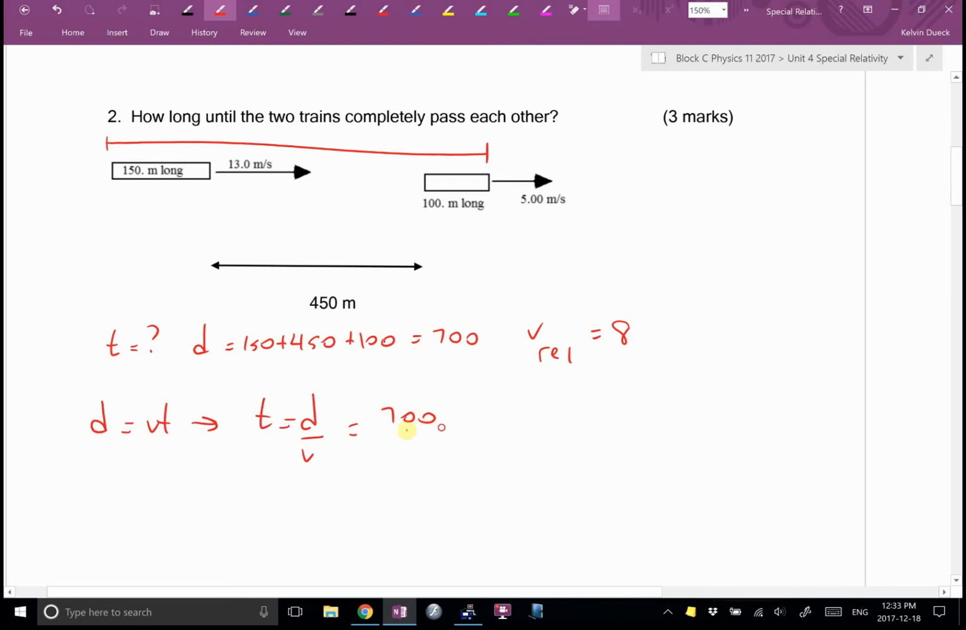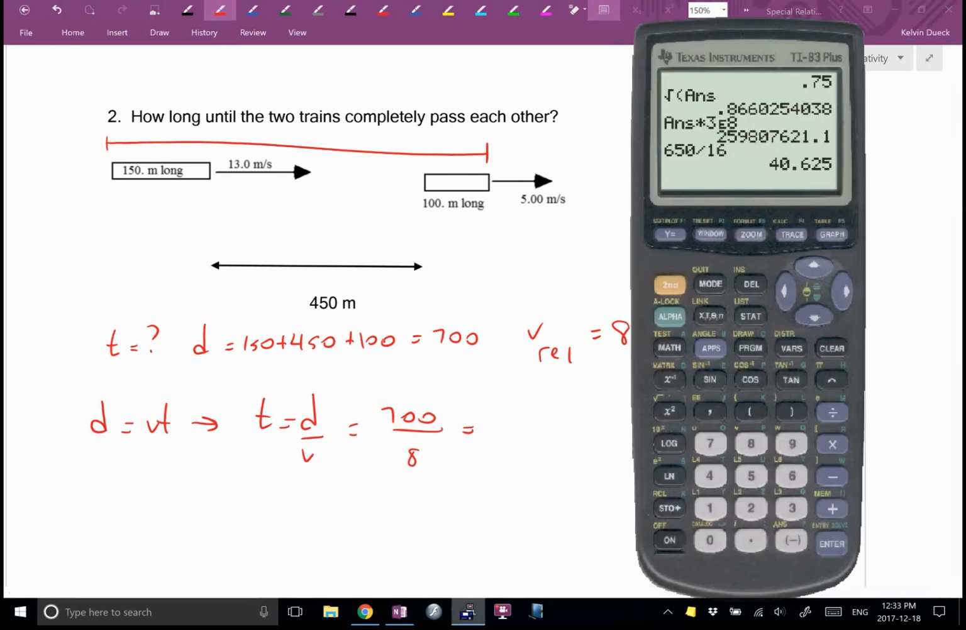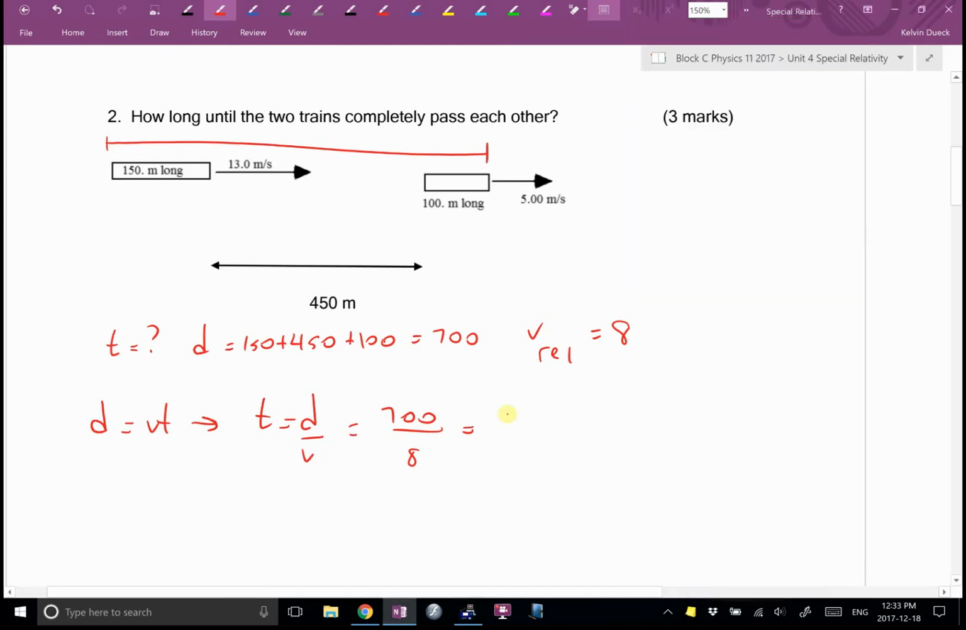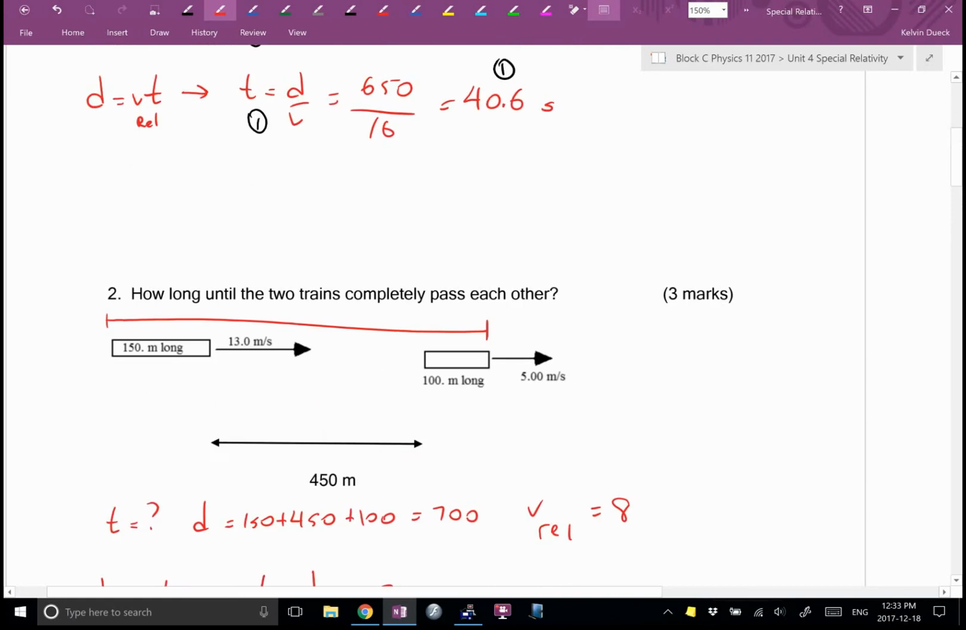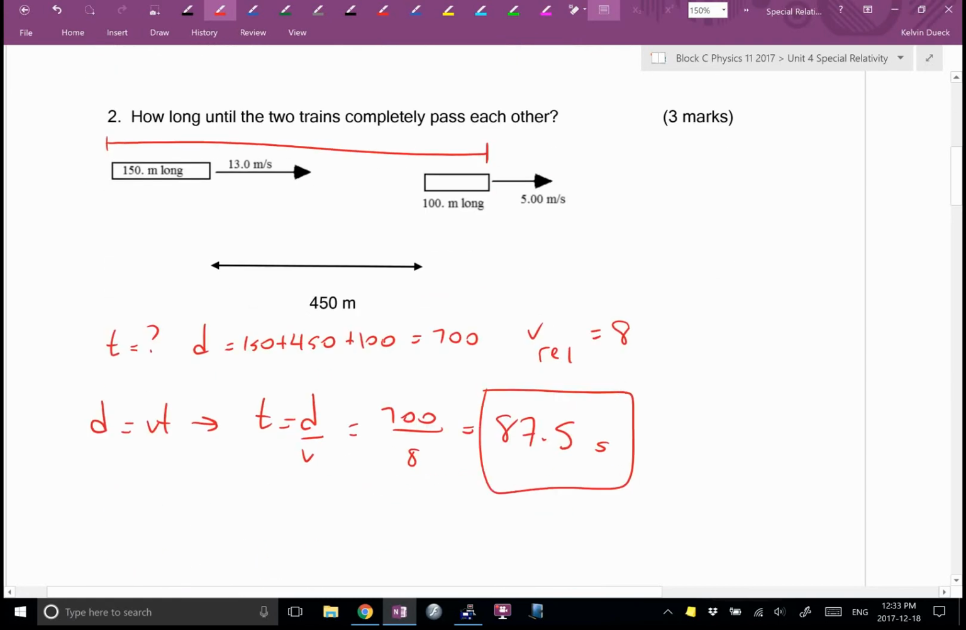It's going to be 700 divided by 8. I think this might work out almost evenly to a nice decimal. 87.5, is that right? Seconds. Did I put the right units on the last question? I did. So if you got that, Cole, 3 out of 3. Otherwise, again, I would probably give you 1 mark if you would use the correct relative speed. I would give you 1 mark if I saw that you would realize time is d over v, and then 1 mark for the answer.